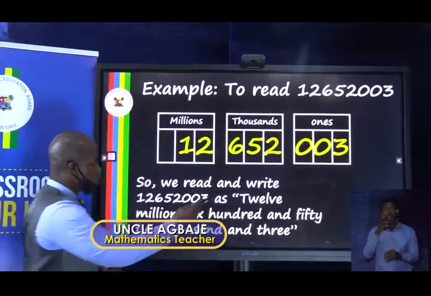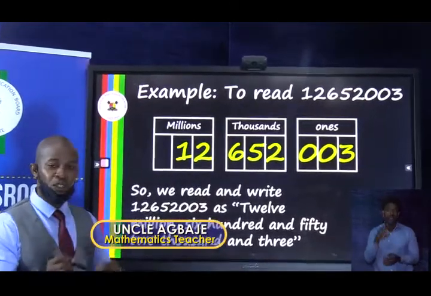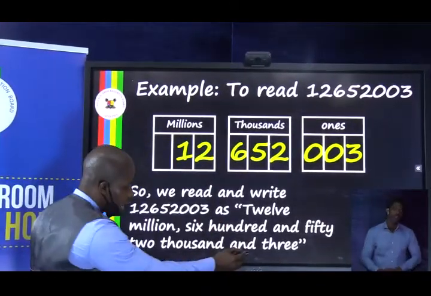So let's take it again. 12,652,000. Don't say 652,003. No, you have to put and 3.